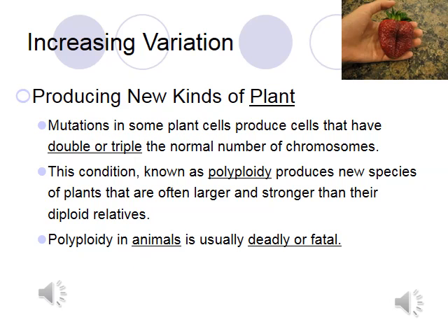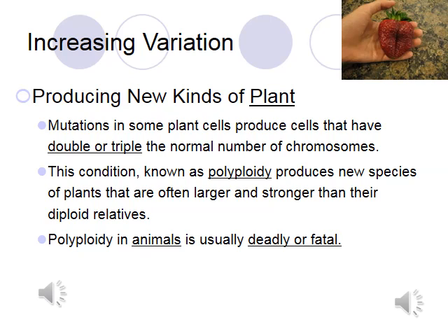Producing new kinds of plants is also, like I said before, mutations in some plant cells produce cells that have been double or triple the normal number of chromosomes. So they have polyploidy. So they have several copies. Like the strawberries that we have nowadays. I mean, look at this strawberry in the picture. It's huge. It's like the palm of someone's hand.